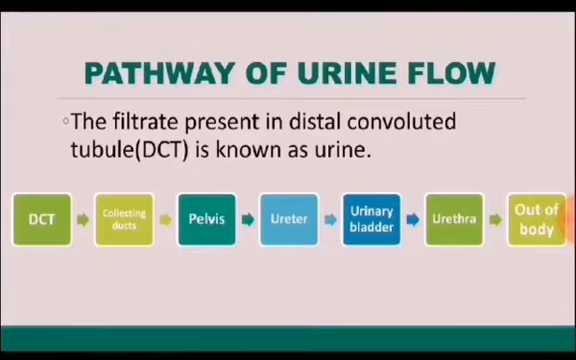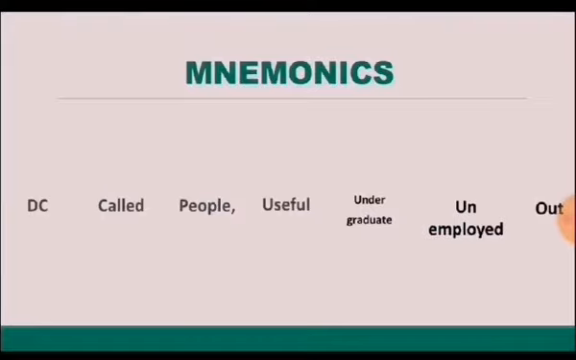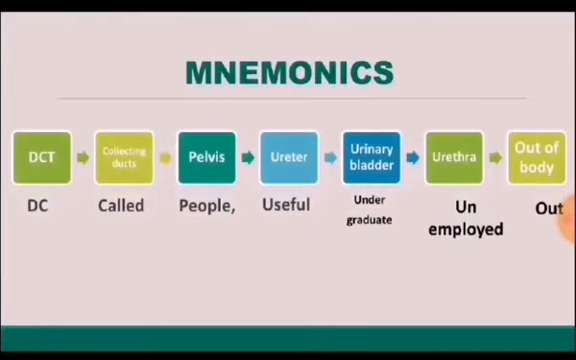We can remember the pathway through this statement: DC called people useful, undergraduate, unemployed, out. DC for distal convoluted tubule, collecting ducts called, pelvis people, ureter useful, urinary bladder undergraduate, urethra unemployed, and out of body out.